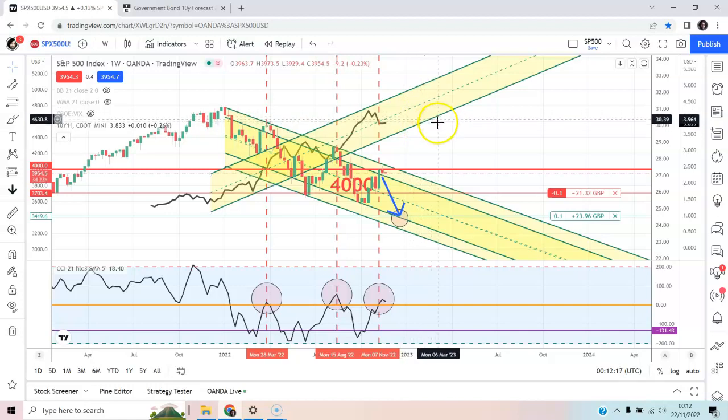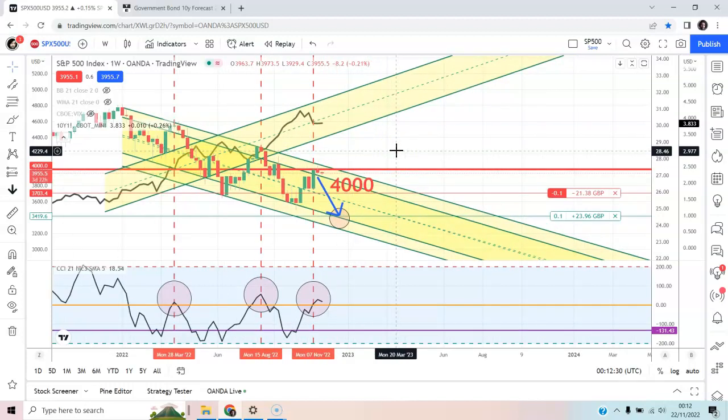So that's kind of where maybe the yields will start dropping from 10-year. So do yields for the 10-year and the SPX or the US indices always have this kind of inverse correlation?